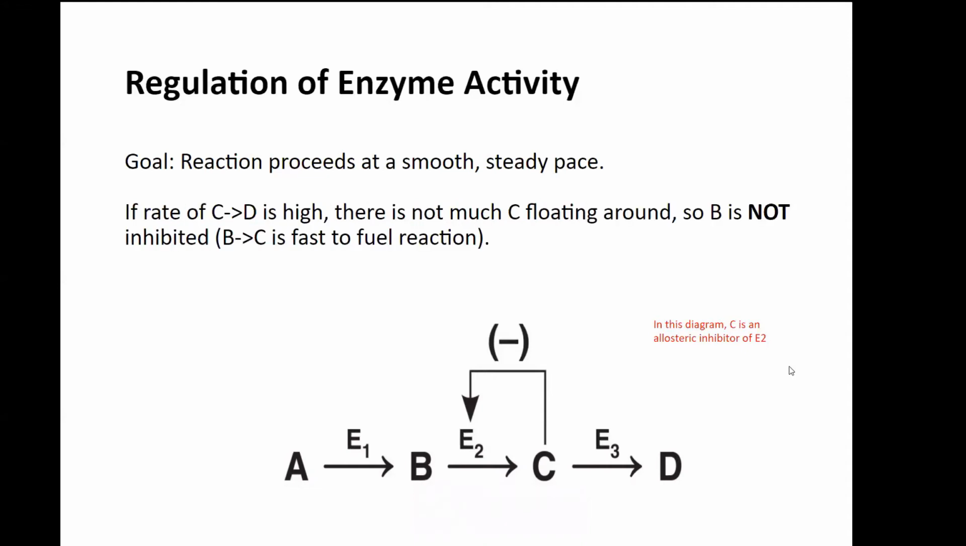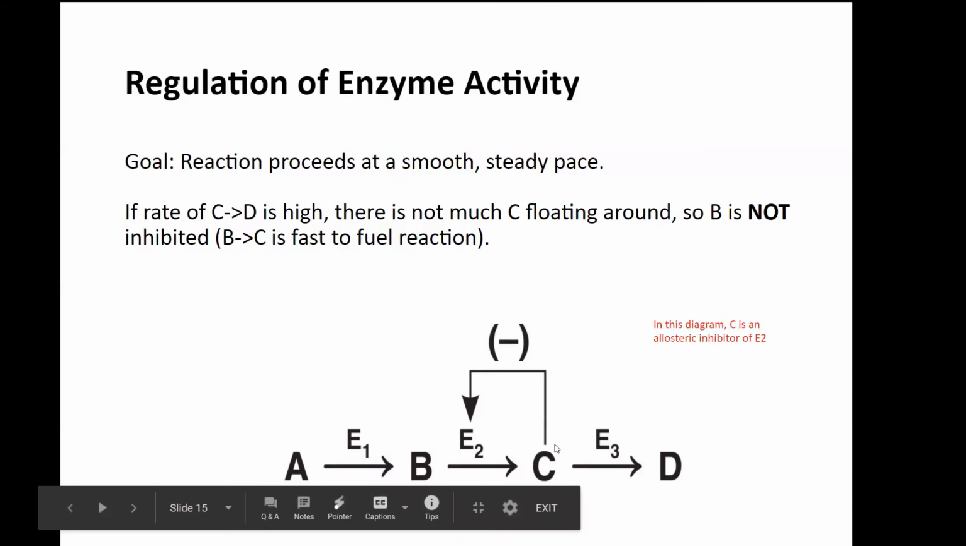Okay. So if this rate of C to D is really high, and as soon as we have any of molecule C, we immediately convert it to D, this means that there's not much of this molecule C hanging around, which means that molecule C is not really inhibiting this B to C step. So B to C is going quickly. So this basically has the effect of creating more and more C to fuel this really fast step of C to D.